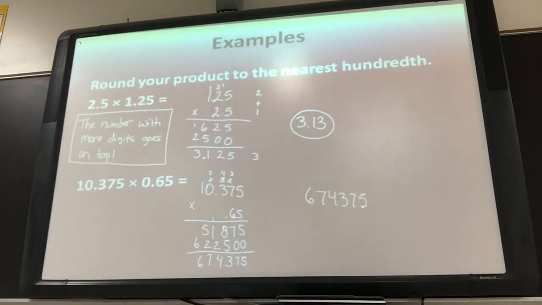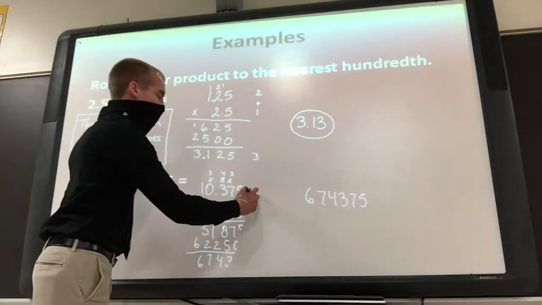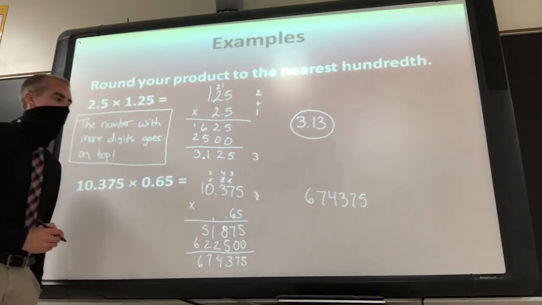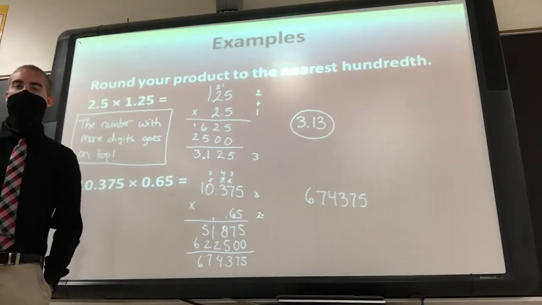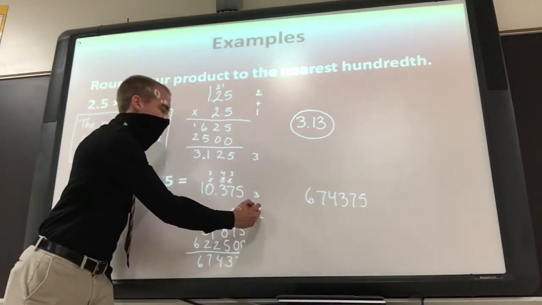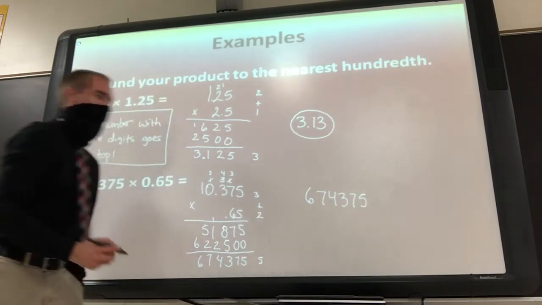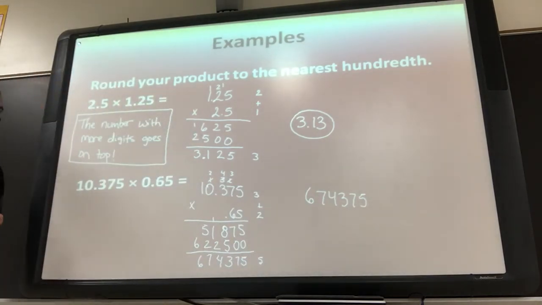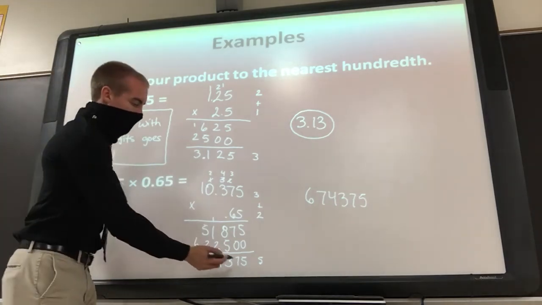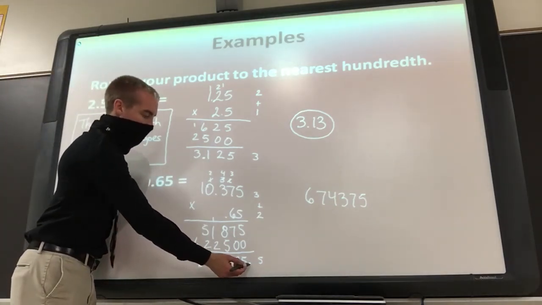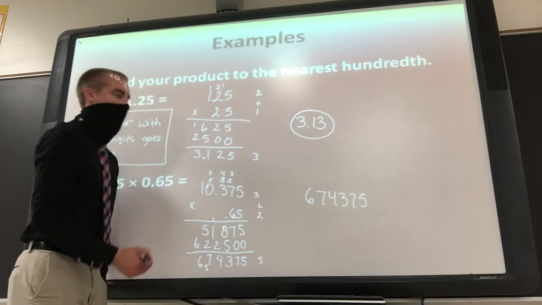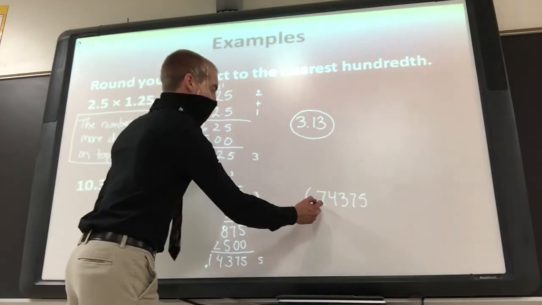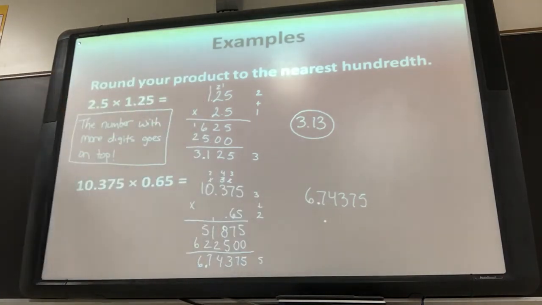Now we figure out where the decimal point's going to go. There are 3 numbers to the right of the decimal point in our first number, and 2 numbers to the right of the decimal point in the second number we're multiplying. Add those 2 up, and we're going to have to count 5 times to the left. So we start at the very right after this 5 and count 5 times. It's going to go right in between the 6 and the 7.